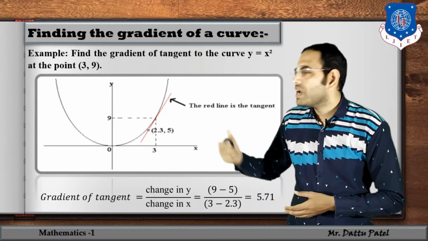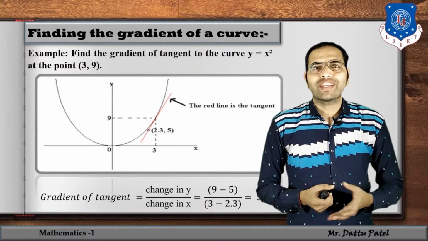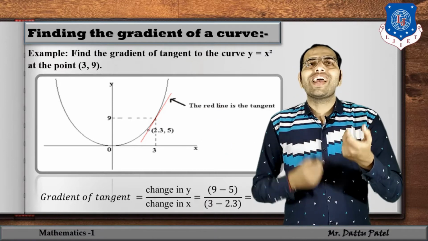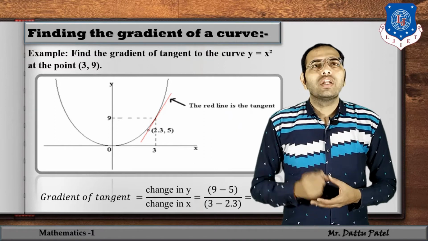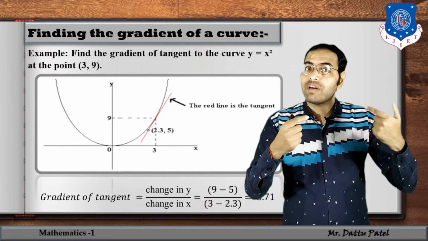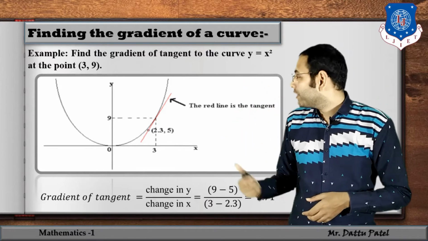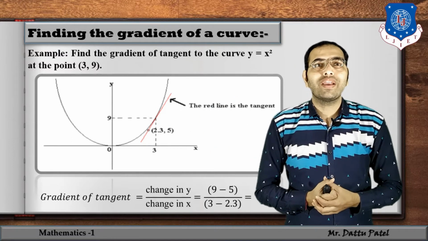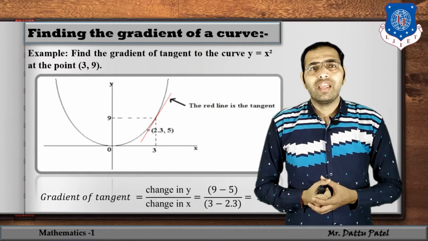Let's see one example of finding the gradient of the tangent to the curve y equal to x square at the point (3, 9). In this graphical representation, the curve y equal to x square has the shape of a parabola. Now substituting x equal to 1, 2, 3, 4 and so on, we get the values of y. Whenever x equal to 1, then y equal to 1, x equal to 2, then y equal to 4, x equal to 3, then y equal to 9 and so on, and we get exactly this type of shape.